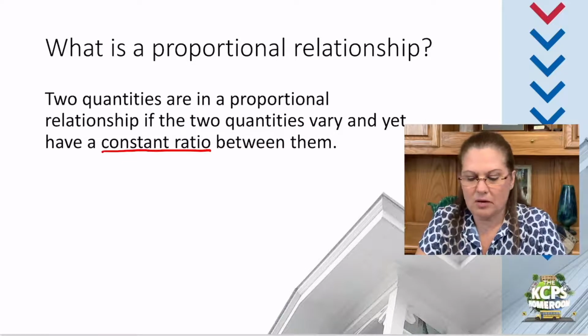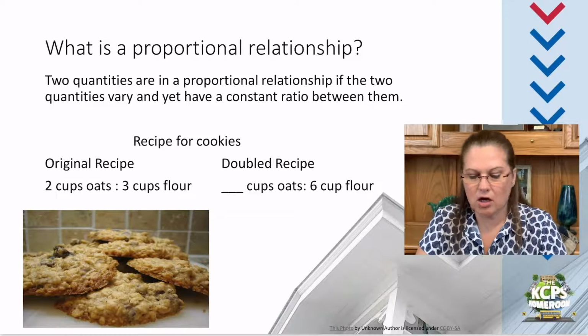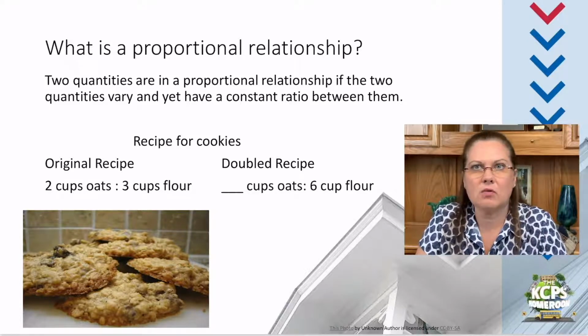Our first example that we're going to use today is cooking. It's probably one that you're most familiar with because we all double, triple, and sometimes quadruple a recipe. At my house, we always like to make oatmeal cookies, and they never seem to go far enough. So our original recipe calls for 2 cups of oats to 3 cups of flour. Because we always run out sooner than we want, we're going to double the recipe. And when we say double, that gives us our constant ratio right there.